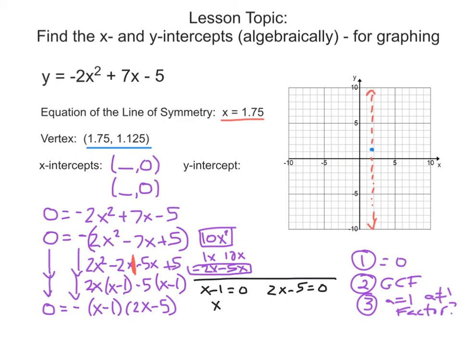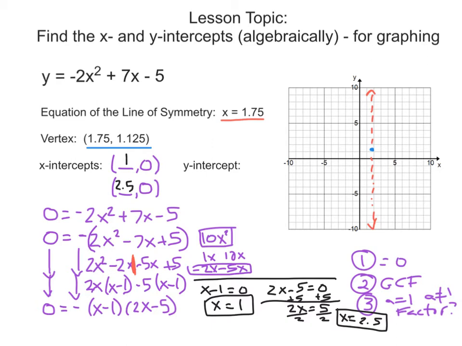And we solve these. So x equals 1 when I add 1 to both sides. Over here, if I add 5 to both sides, I get 2x equals 5, and I still need to divide by 2. So I'm going to get x equals 2.5. So we now know that our x value here and our x value right here tell us our two x-intercepts. So we can put a 1 right there and a 2.5 right there.